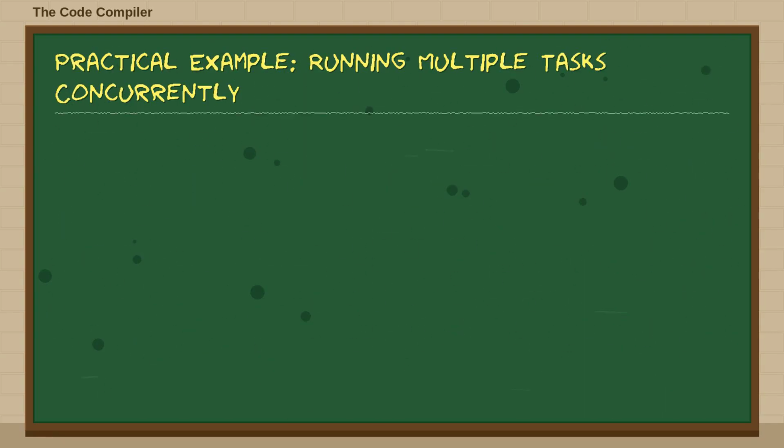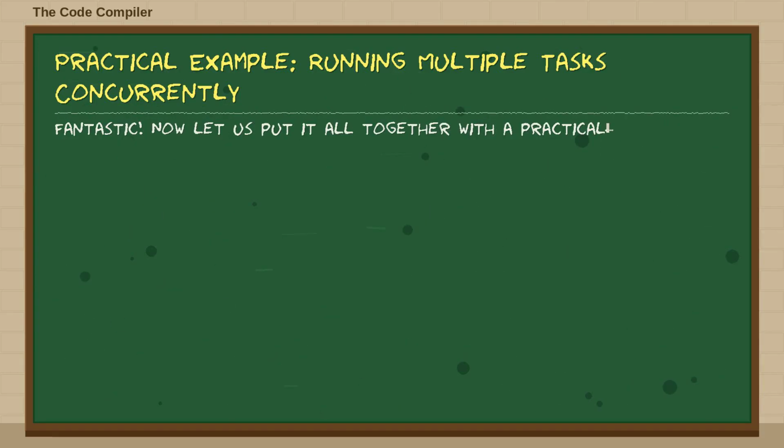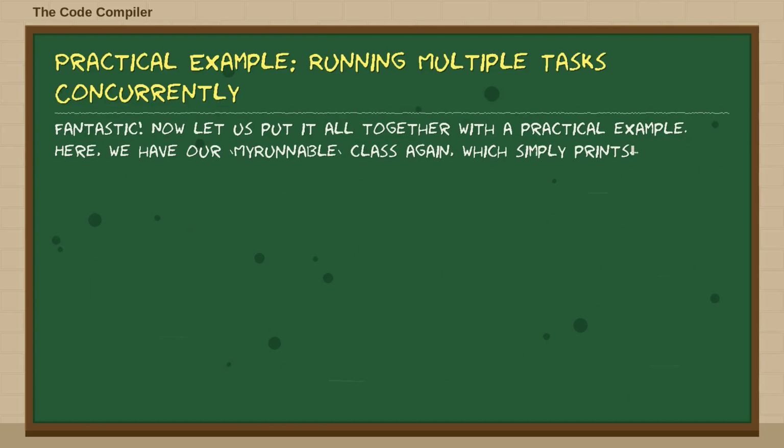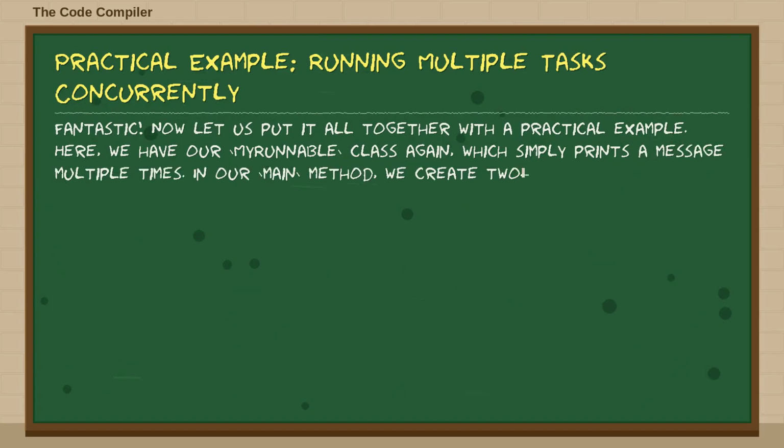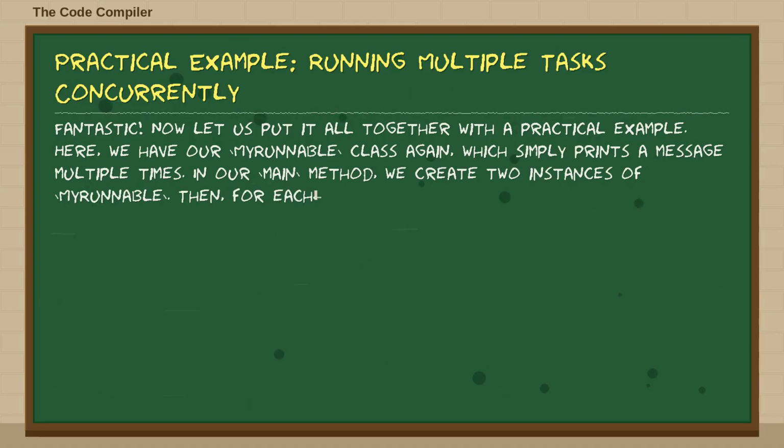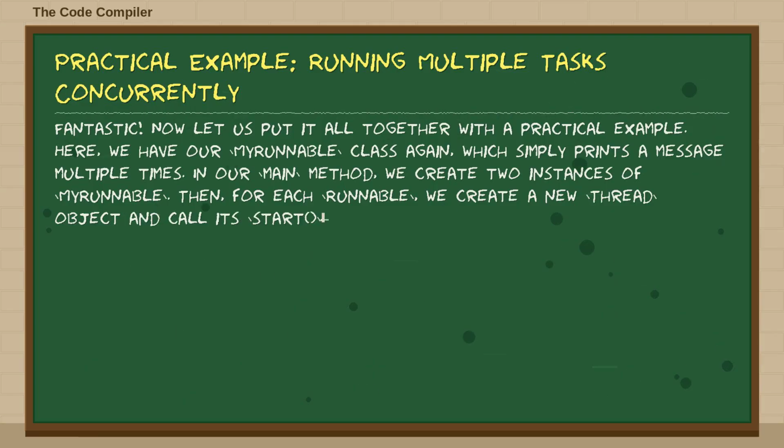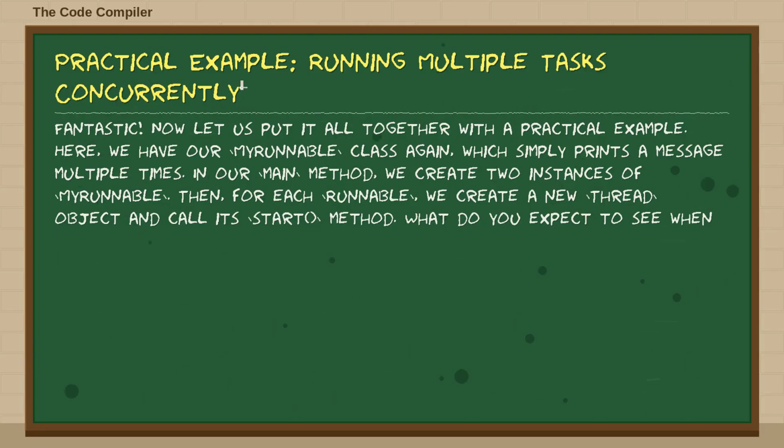Now let us put it all together with a practical example. Here, we have our MyRunnable class again, which simply prints a message multiple times. In our main method, we create two instances of MyRunnable. Then, for each Runnable, we create a new Thread object and call its start method. What do you expect to see when you run this program? Will thread 1 finish all its messages before thread 2 starts?